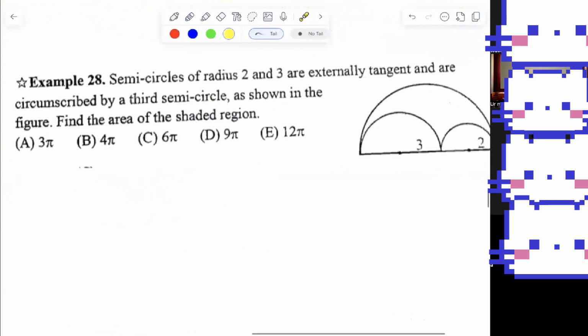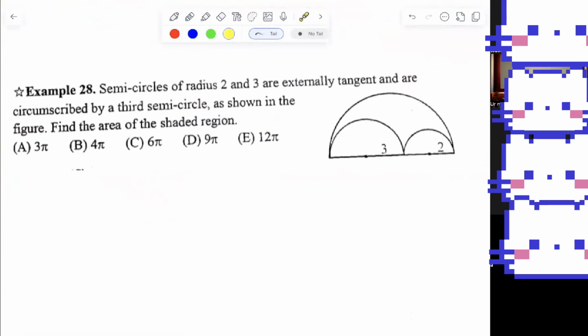Example 28. Semicircles of radius 2 and 3 are externally tangent and are circumscribed by a third semicircle as shown in the figure. Find the area of the shaded region. The shaded region in this example, we shaded blue, is this figure. I think they call this the arbelos. Something like this figure.